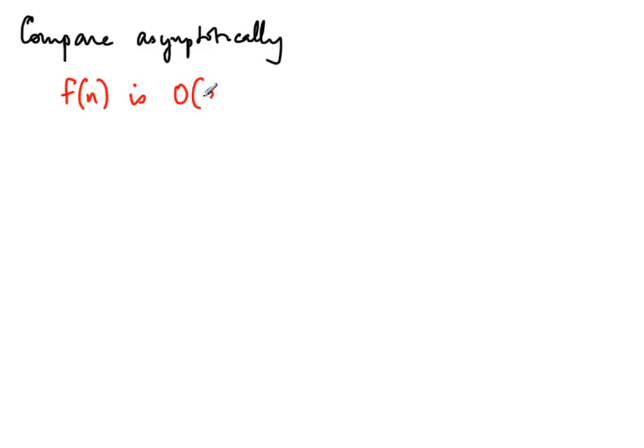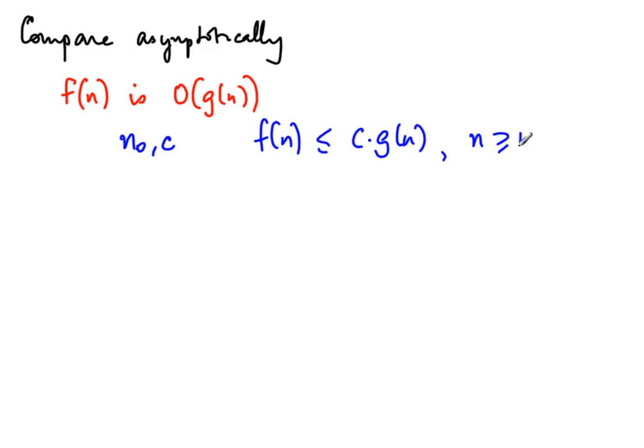So to compare functions asymptotically, we have three notations that we have seen. We can say first that g of n is an upper bound, that is, f of n is O of g of n, if we can find constants n0 and c such that f of n is below c times g of n for every n bigger than n0.